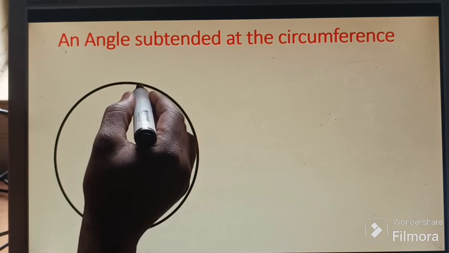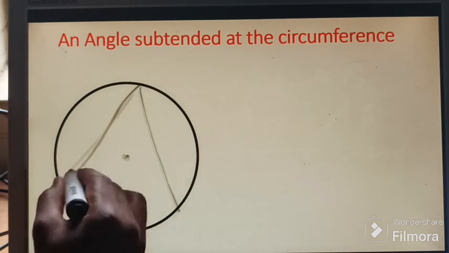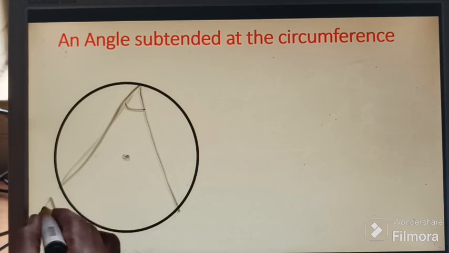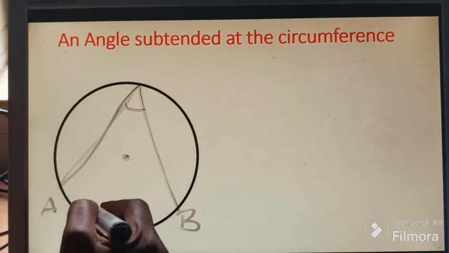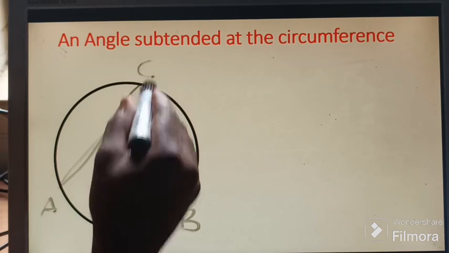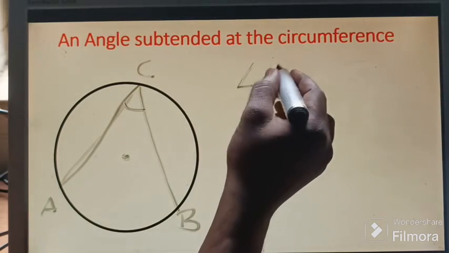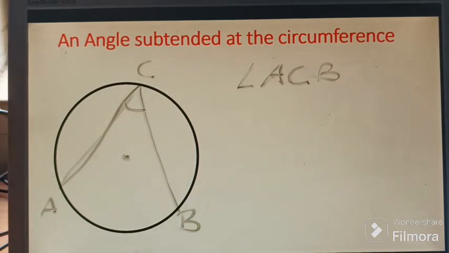But now this one, the lines are still coming from the circumference, the angle is at the circumference. So this is an angle subtended at the circumference. If we put a letter there, C, we are saying ACB. So angle ACB, that's the angle which is subtended at the circumference.